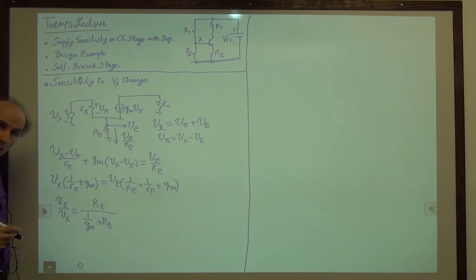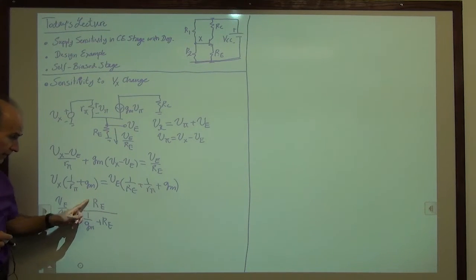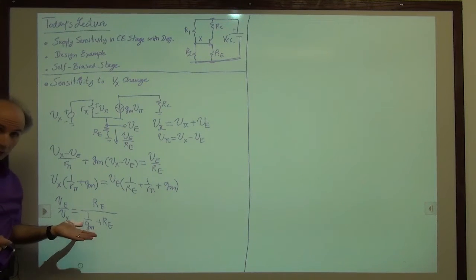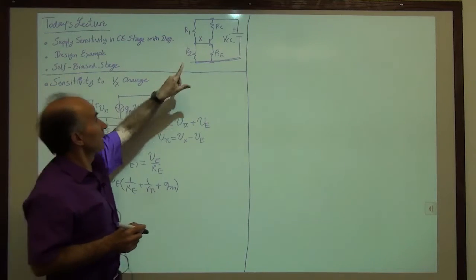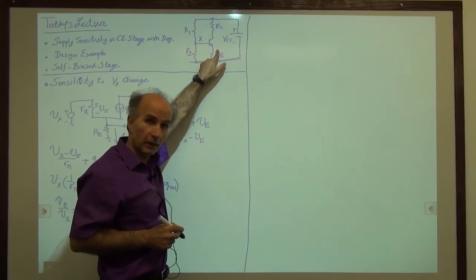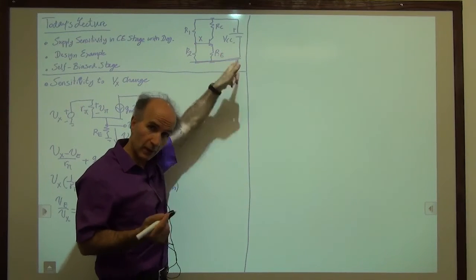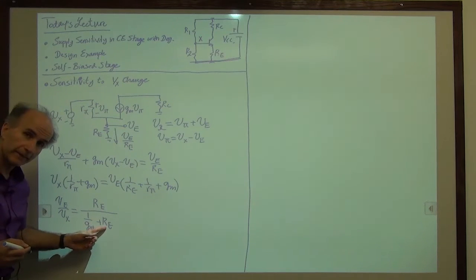Okay, so this says that for a given change in X, we have a certain change in E, in the emitter voltage, which is less than the base voltage change. This is less than 1. We can define this as a voltage gain if you want. So the gain from here to here. If it changes by 40 millivolts, how much does it change by? Well, it changes by less than 40 millivolts, and that depends on how these two values compare.